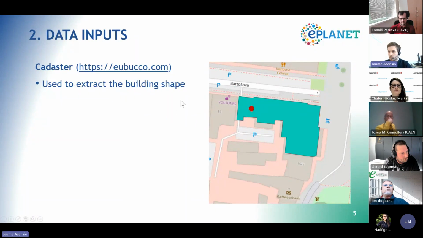Our secondary data was the cadastre, which was used to delimit the buildings. We can compare it to a cookie cutter, as it just gives a surface limit and limits the points that are inside our building. And with these two data, we could delimit what our buildings were and use that to obtain the photovoltaic energy later on.